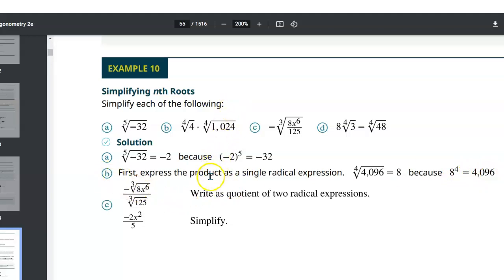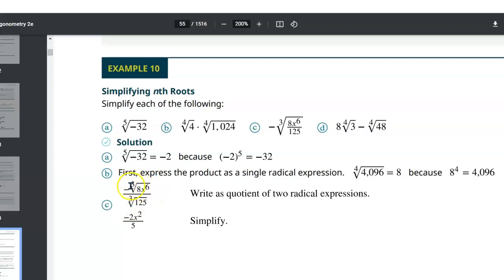Part C is right here. They're kind of all jingled up. The cube root of, the negative sign just stands out. It's just there. The cube root of 8 is 2. And remember, here's how we do this.